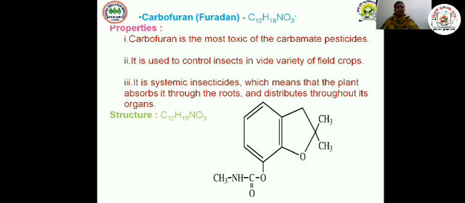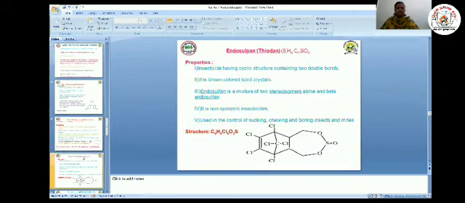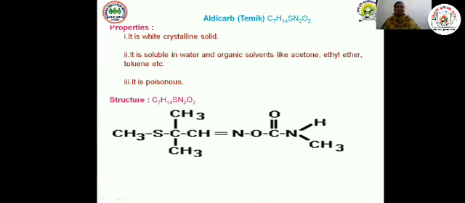Carbofuran. Carbofuran is the most toxic of the carbamate pesticides. It is used to control insects in a wide variety of field crops. It is a systemic insecticide, which means that the plant absorbs it through the roots and distributes it throughout its organs. This is the structure. Aldicarb. It is a white crystalline solid. It is soluble in water and organic solvents like acetone, ethyl ether, toluene, etc. It is poisonous. This is the structure.